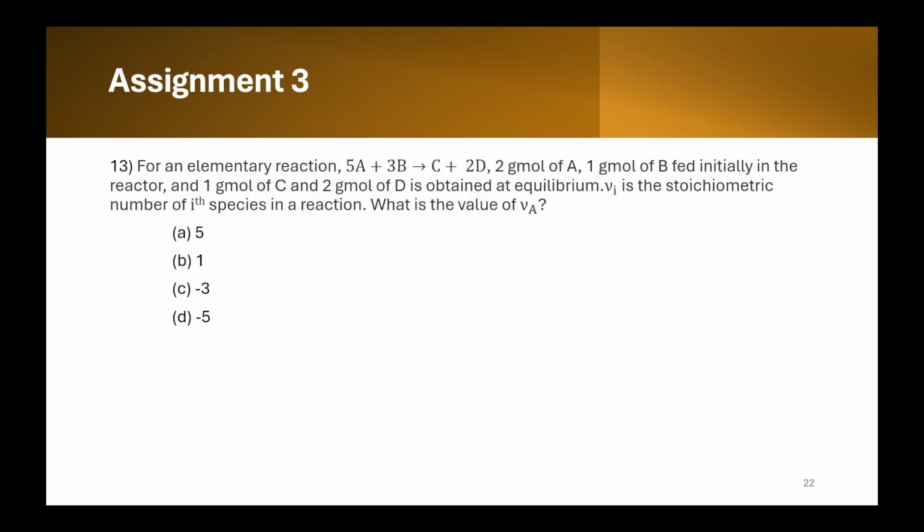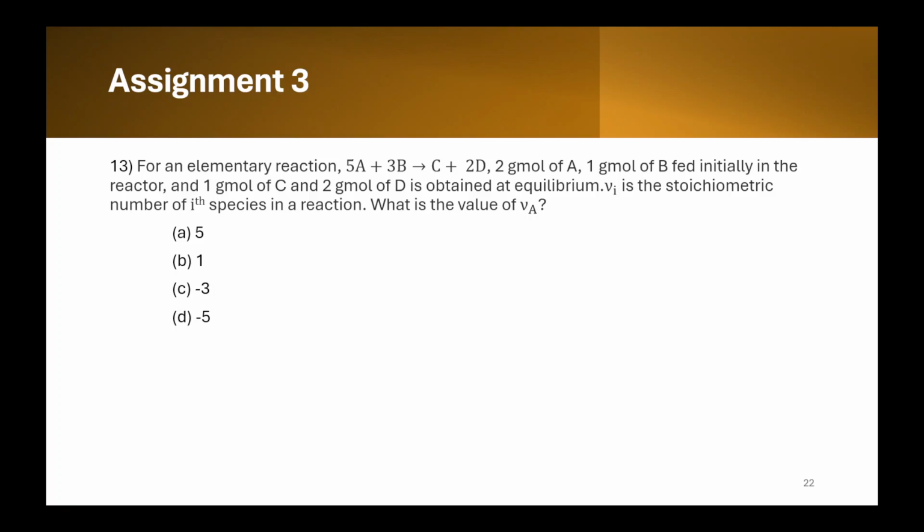Next question. For an elementary reaction of 5A plus 3B giving C plus 2D, 2 gram mole of A, 1 gram mole of B fed initially in the reactor and 1 gram mole of C and 2 gram mole of D is obtained at equilibrium. Nu i is the stoichiometric number of the ith species in a reaction. What is the value of nu A?